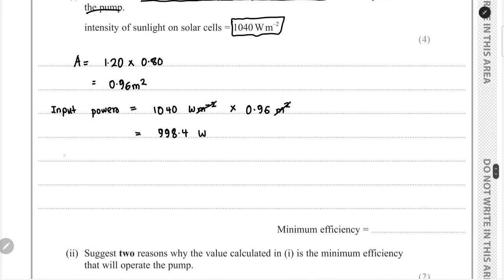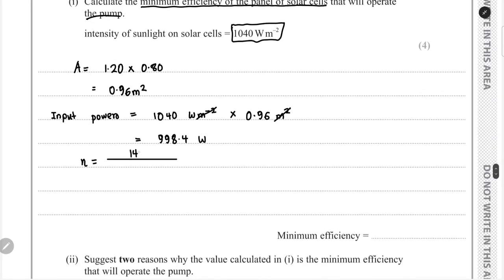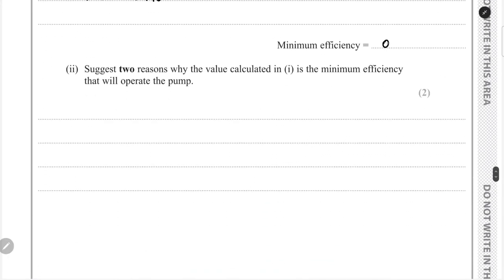Now we have the efficiency. We have to find that. Efficiency is denoted by eta. The efficiency is the output power by the input power. The output power that we need, the minimum output power, is 140, and the total input power over here is 998.4. So this will be the minimum efficiency that's required. The value would be 0.140. This is the minimum efficiency.